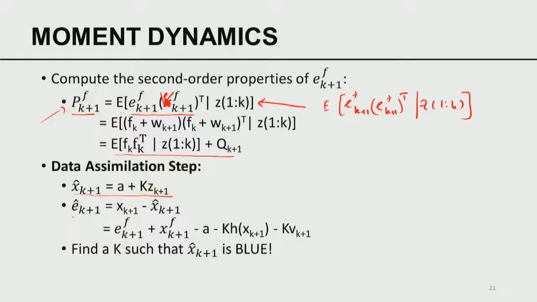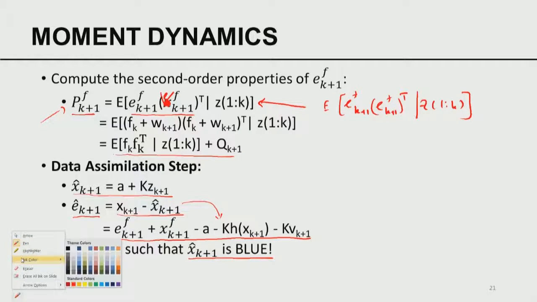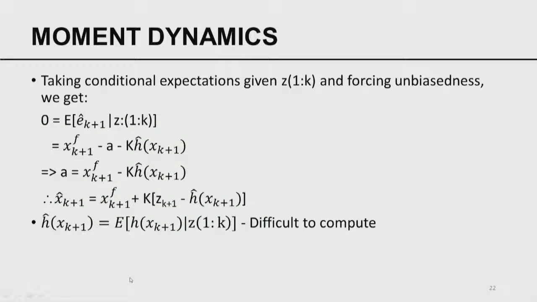So with that in mind, I have e hat of k plus 1 equal to the basic definition in here, which is given by this equation. So this is the equation for x_{k+1}. My job is to find a K such that x hat k plus 1 is a BLUE. So if I did that, I am going to take the conditional expectations on both sides, forcing unbiasedness. That gives rise to the value of A.